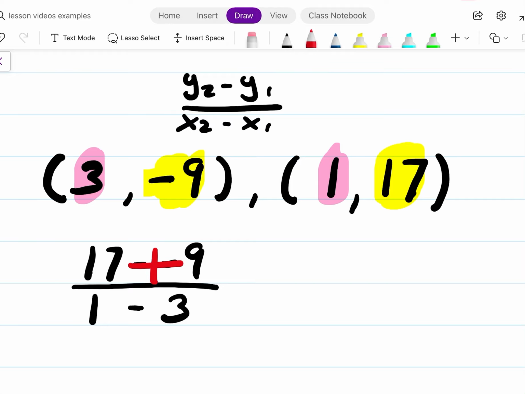Now, if you're using a calculator, just put 17 minus -9. It will do all the work for you. Just don't forget to use those negatives correctly. So we're trying to find our rise over run. We're trying to find our difference in y.